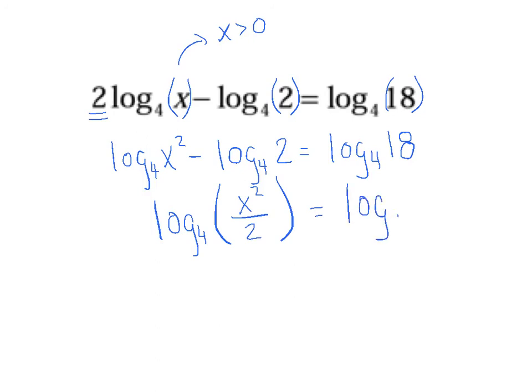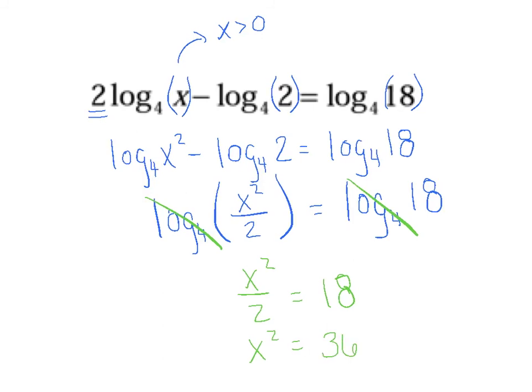And then here's our favorite part, because we do have logs on both sides. Unlike the last problem where we had to convert it to exponential form, we're just going to kill those logs. We're going to say that x squared over 2 has to equal 18. We'll cross multiply, and we've got x squared equals 36.